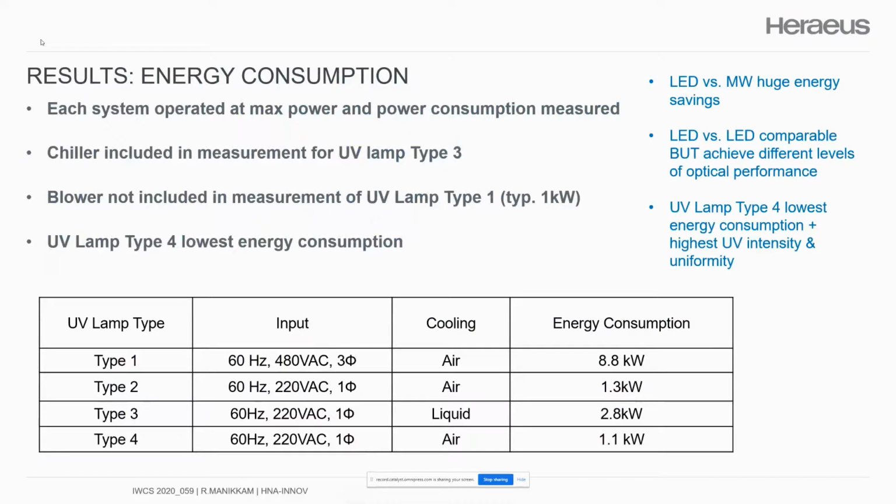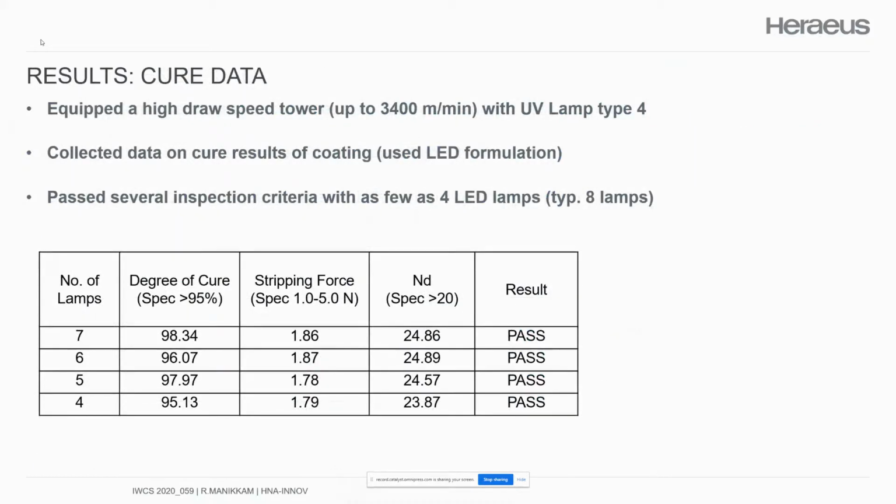When you compare LED versus LED, though, they're comparable in energy consumption, but they achieve different levels of optical performance from what we saw. Essentially, UV lamp type 4 has the lowest energy consumption, but offers the highest UV intensity plus the highest UV uniformity. Taking that piece of information, we identified that as the optimized setup.